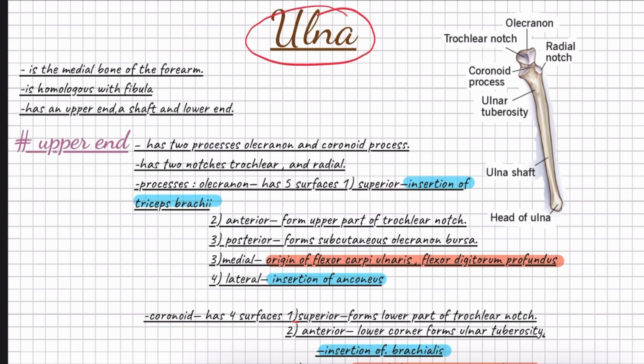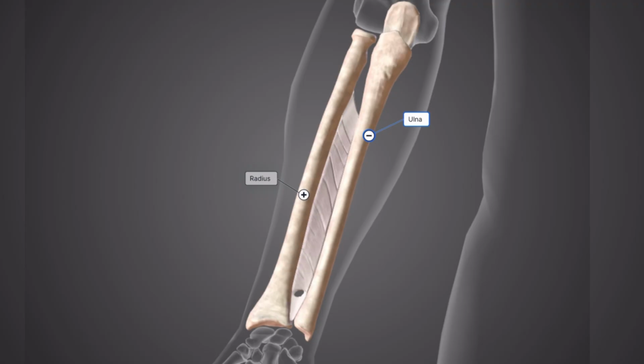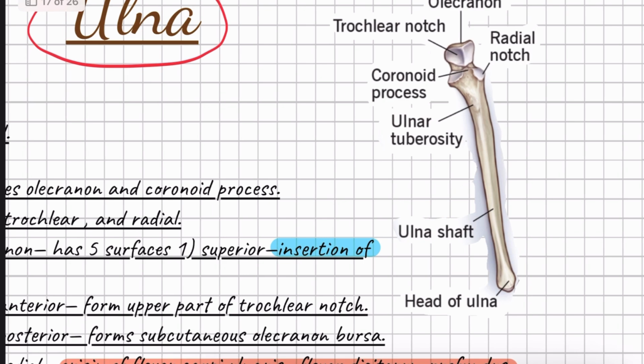Today's topic is ulna. Ulna is the medial bone of the forearm. It is homologous to fibula, and in anatomical position, the ulna is found in the medial forearm, while the radius is found in the lateral forearm. Here we can see in ulna it has an upper end, a shaft, and a lower end.